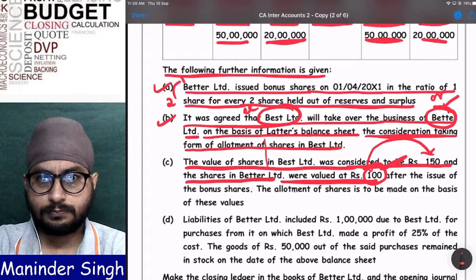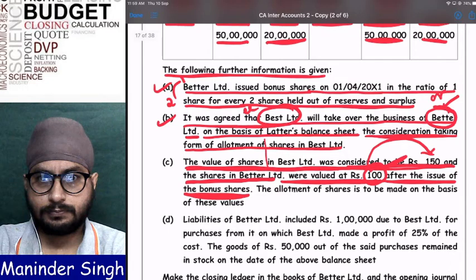Either we can increase the number of shares, keeping the value the same, or we can keep the number of shares the same and change the value. Whichever you feel easy, you do. There is no hard and fast rule. The value of shares in Best Limited was considered to be 150 and the shares in Better Limited were valued at 100 after the issue of bonus shares.